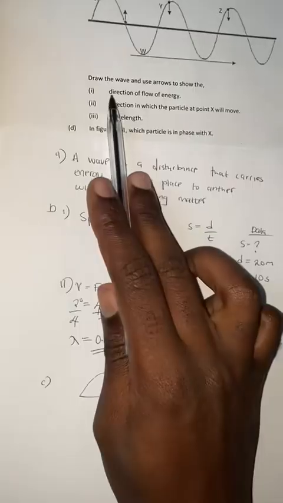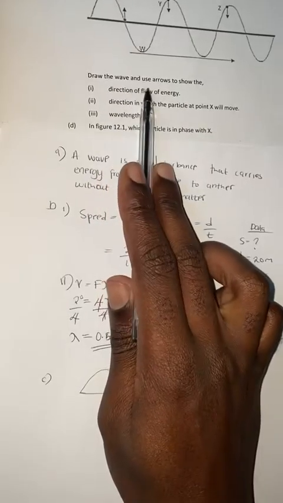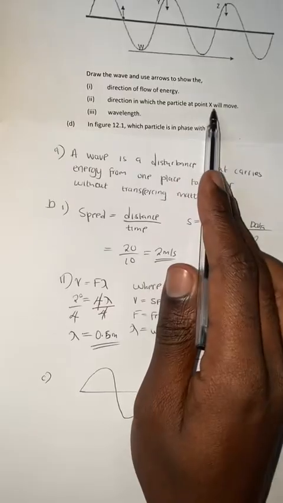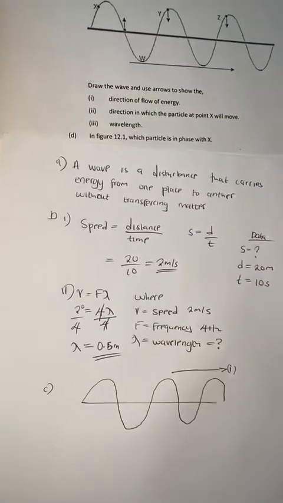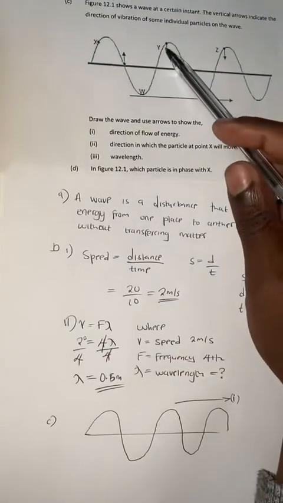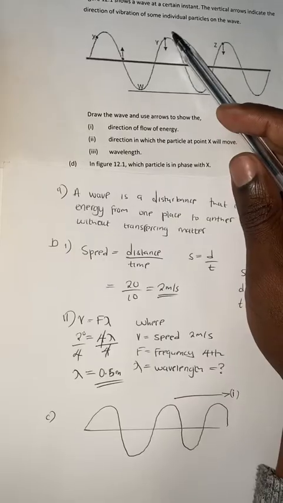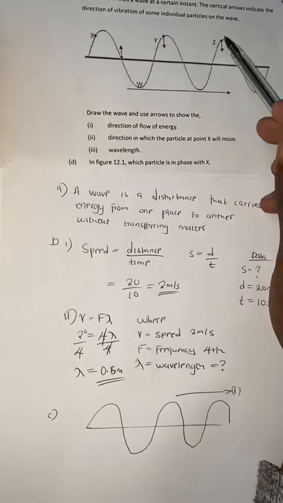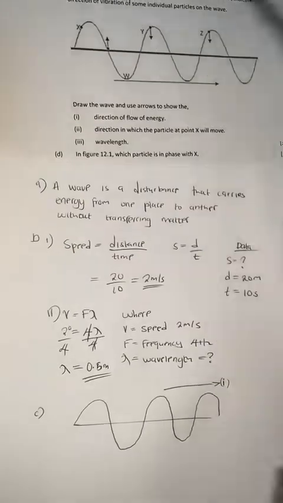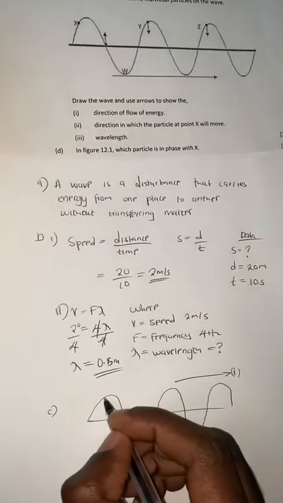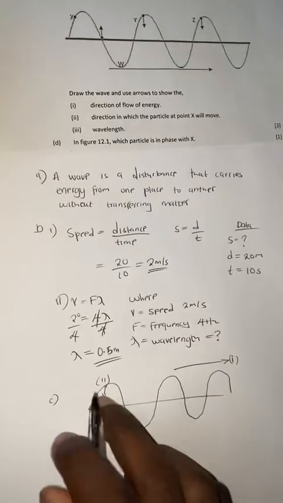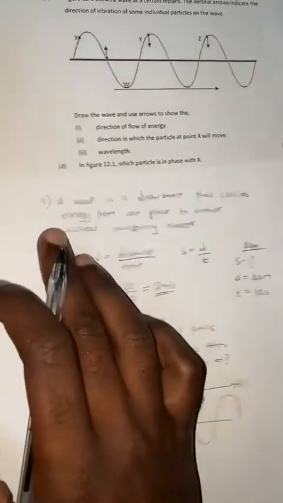Then B, draw the wave and use the arrows to show the direction in which the particle at point X will move. Okay, so when you look at these other parts, the maximum displacement of the wave for Y and Z, the arrows are moving downwards, meaning even at X, the arrows will move downwards. So for 2, this is the answer.